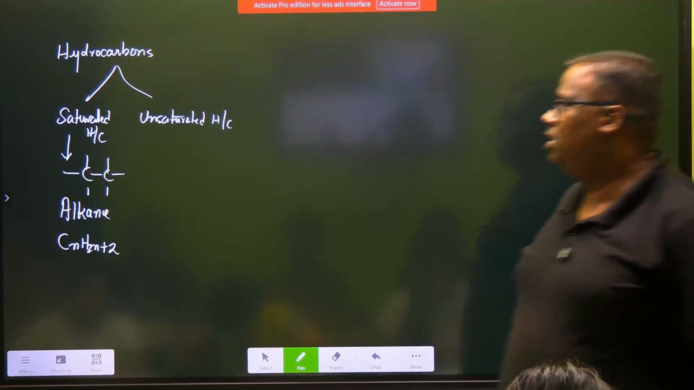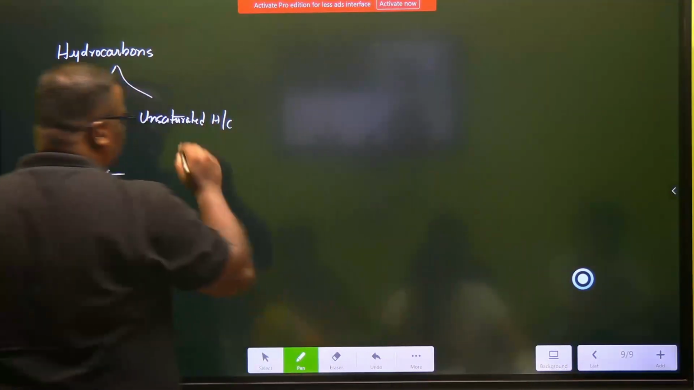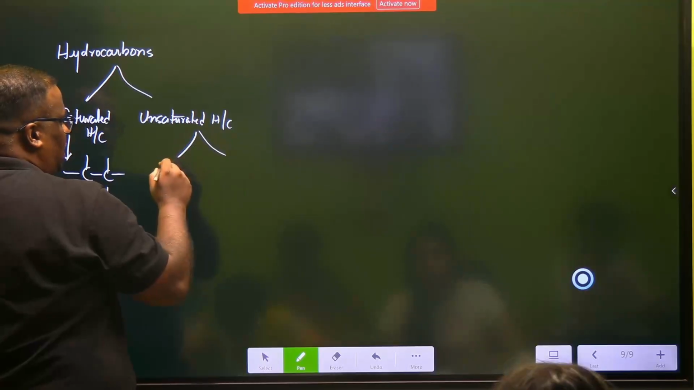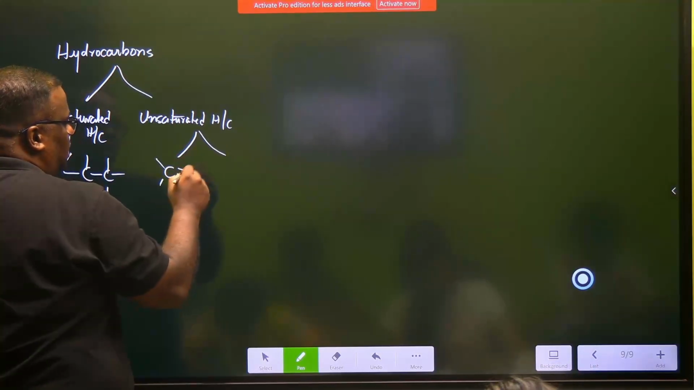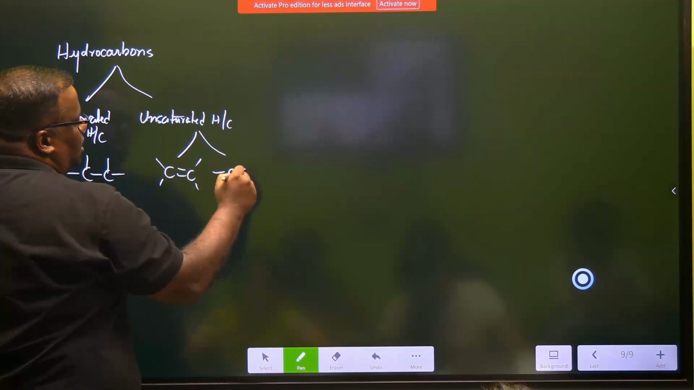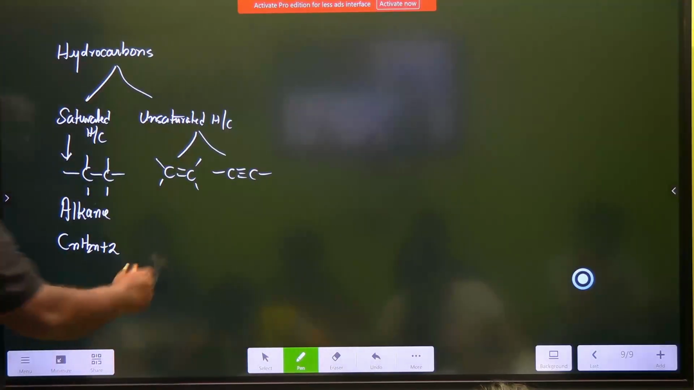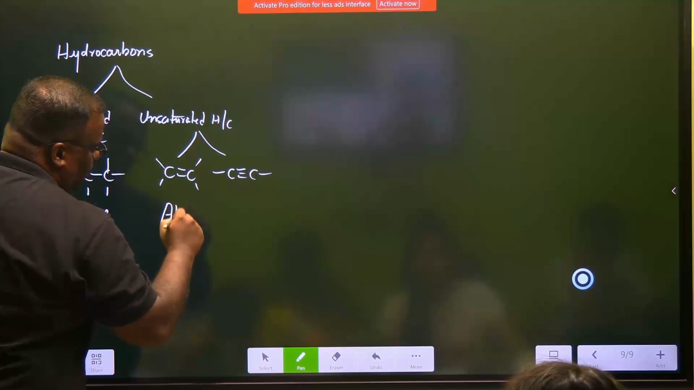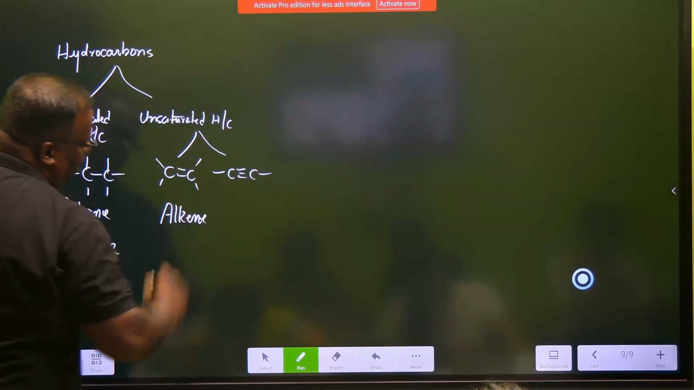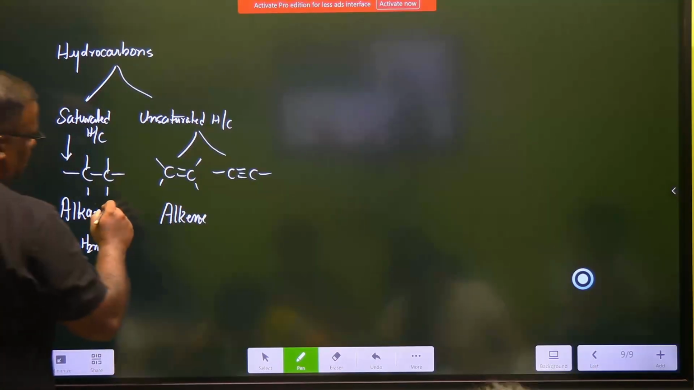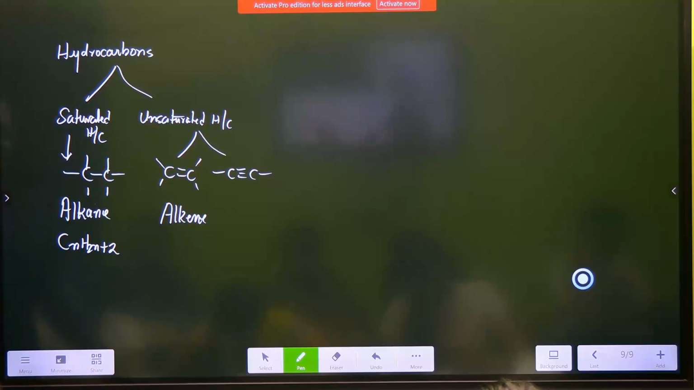Okay? So today we are going to study unsaturated hydrocarbons. One thing we have already studied, that you can have a double bond between carbon-carbon atoms, or you can have a triple bond between carbon-carbon atoms. The class of compounds which have a double bond are known as alkene.